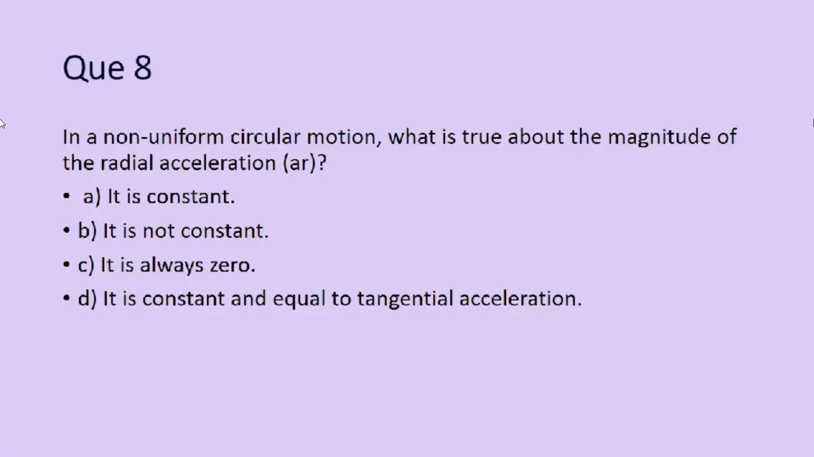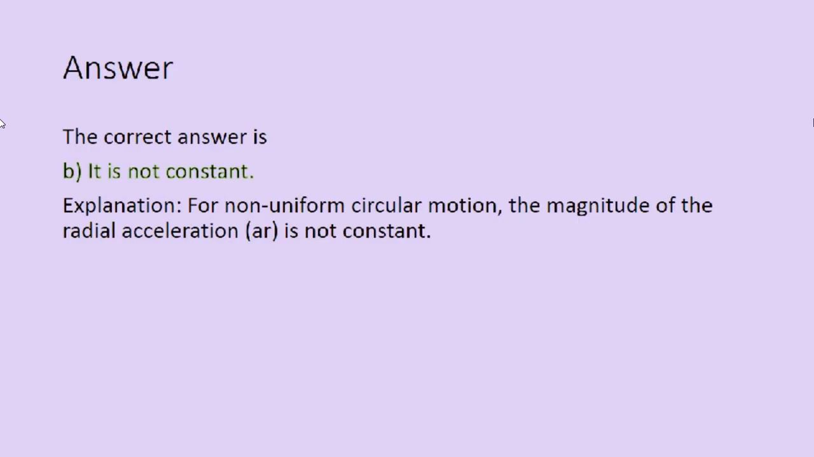Question number 8. In a non-uniform circular motion, what is true about the magnitude of the radial acceleration, which is denoted by AR? Option A, it is constant. Option B, it is not constant. Option C, it is always 0. Or option D, it is constant and equal to tangential acceleration. And the correct answer is option B, it is not constant.